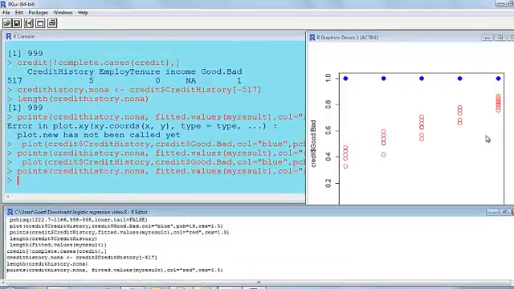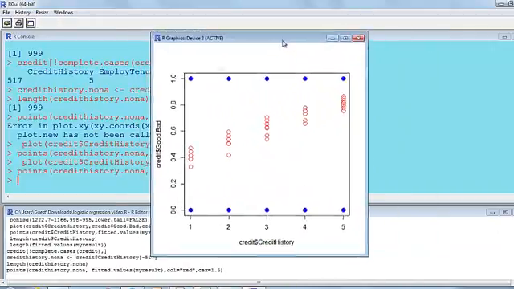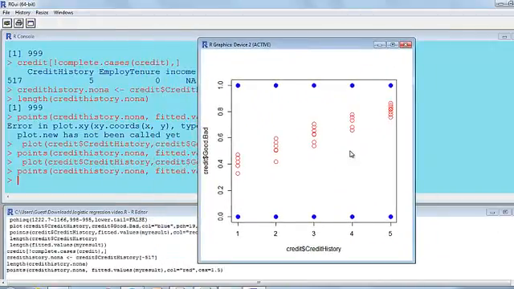So we are plotting it. Yeah, there we go. You can see that is how my fitted values look. The blue dots are the actual values for good bad, and these red circles are the predicted values. From there you can judge how your model is performing in this particular case. This is one of the ways of judging how your model is performing.